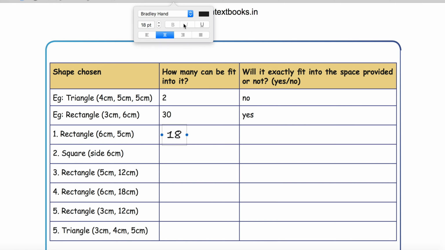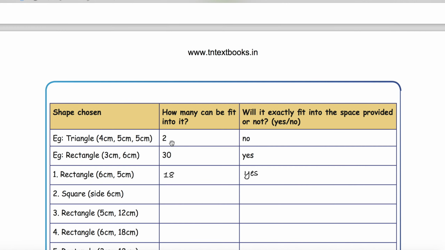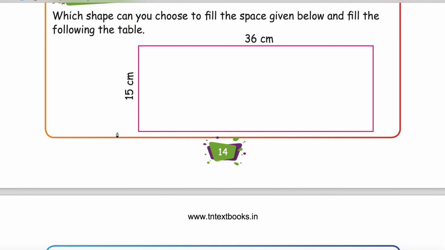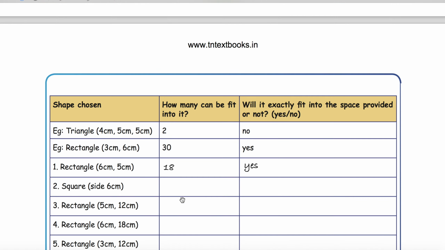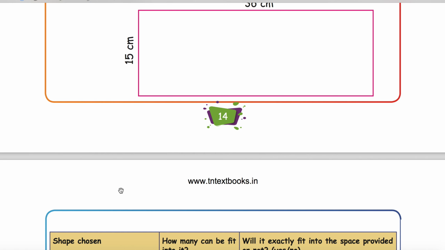You have to reduce the size. Will it completely fill? Yes, it will completely fill. No problem. Why no problem? This is also a rectangle, that is also a rectangle, right? And the areas, see the areas, they are exactly divisible. 15 into 36 divided by 6 into 5 is nothing but 18. Square side 6 cm. 6 cm means 36.